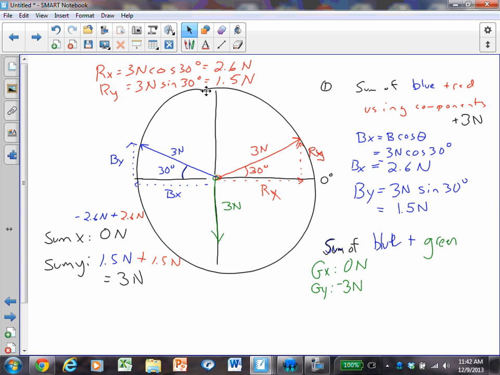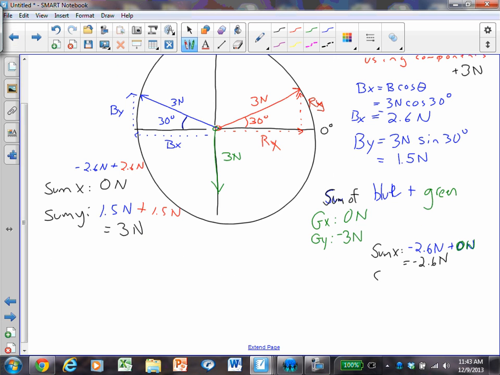So when we sum the x there, we would have minus 2.6 newtons plus 0 newtons, oops, green, that equals minus 2.6 newtons. When we sum the y's, we have the blue, which is 1.5 newtons, minus 3 newtons gives us negative 1.5 newtons, right? We sum the x's and sum the y's.